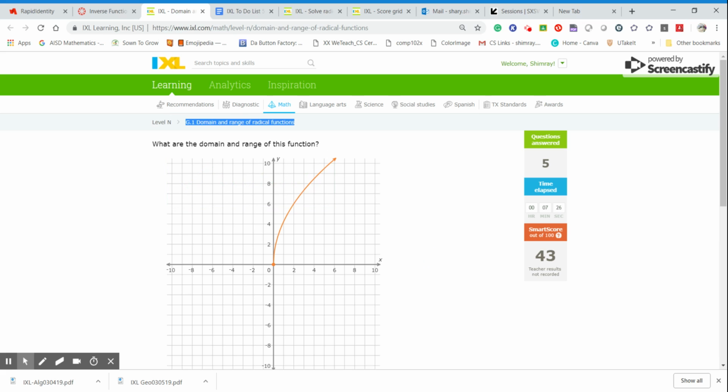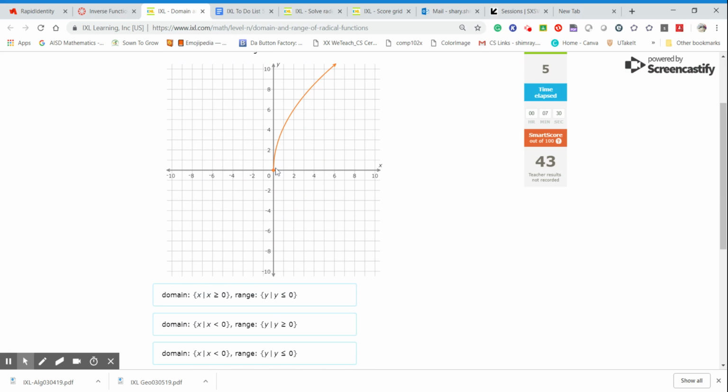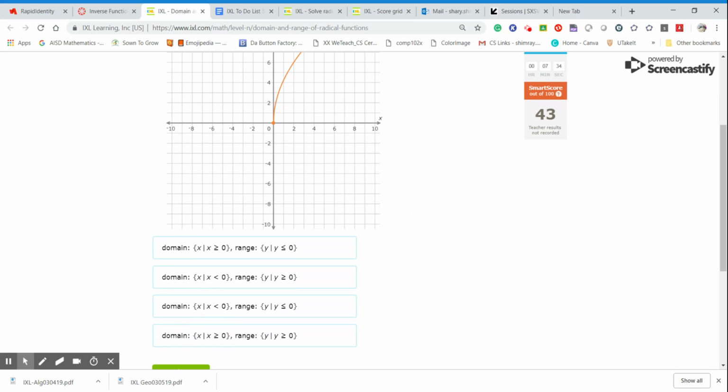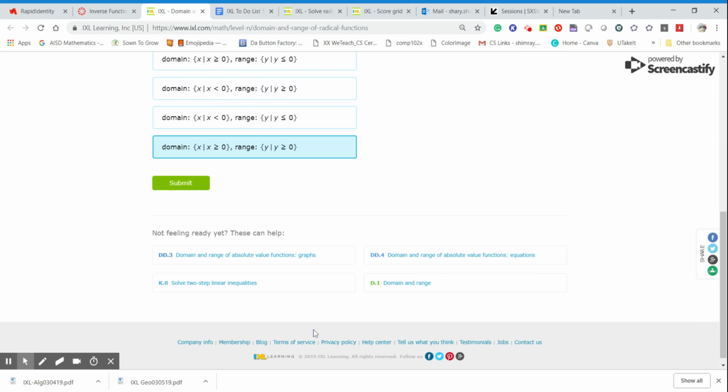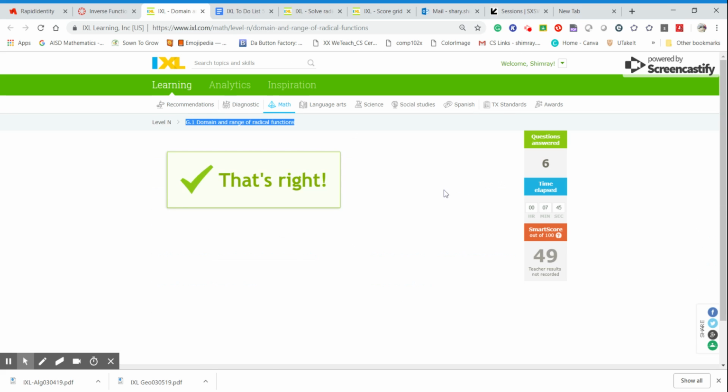Now for this one, what are the domain and range? For this one, both the domain and range are greater than or equal to 0, right? So make sure you got this. x is greater than 0, y is less than 0? No, x is greater than 0, y is greater than 0. So that is what you should pick.